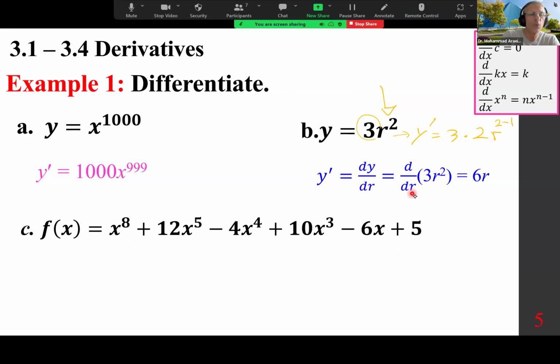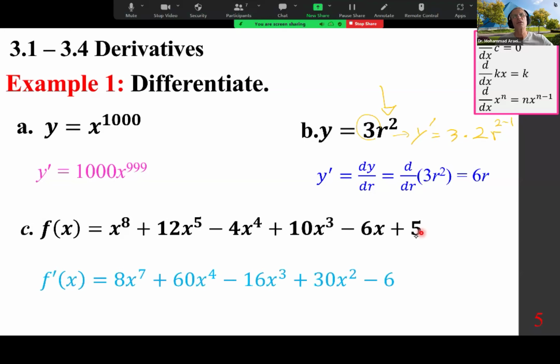Now, let's do this one by one. This is 8x to the power of 7, because basically what happens is 8 sits in front. 12 times 5, because 5 gets multiplied by 12, is 60x to the power of 4, minus 4 times 4, minus 16x cubed, plus 10 times 3, 30x squared. Minus 6x results in minus 6. Okay, we are looking at this one. kx, the answer is k. And 5, a constant, any number, the derivative is 0. So this is the final answer, everybody.